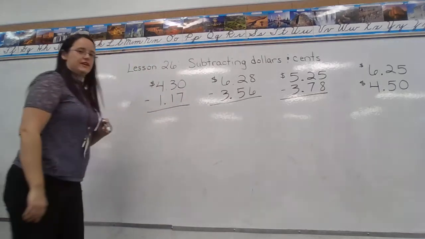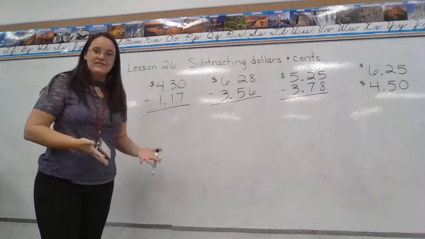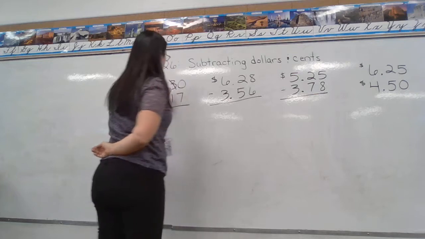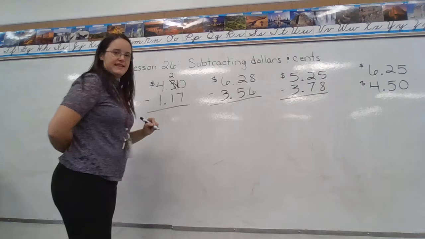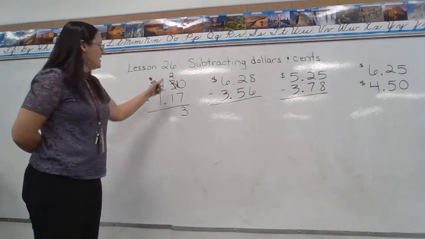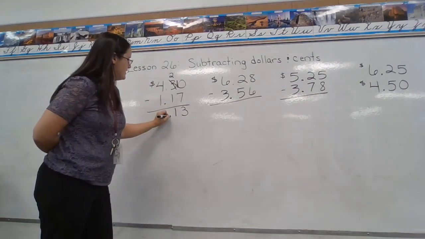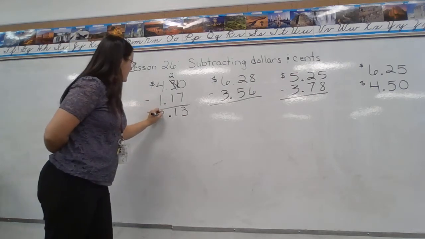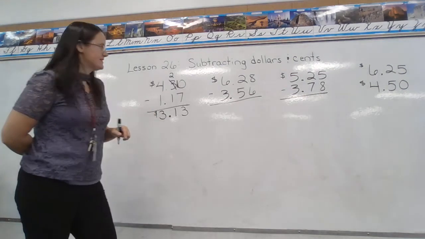All right, first one here. 0 minus 7. If I have 0 pennies, can I give you 7 pennies? Nope, got to trade. We'll borrow from the dimes, and then we'll sneak our 10 pennies in there. So now 10 minus 7, that I can do. I'll have 3 left. 2 minus 1, I can do that. I'll have 1 left. Decimal point, very important. 4 minus 1, I'll have 3 left, and my answer is $3.13.